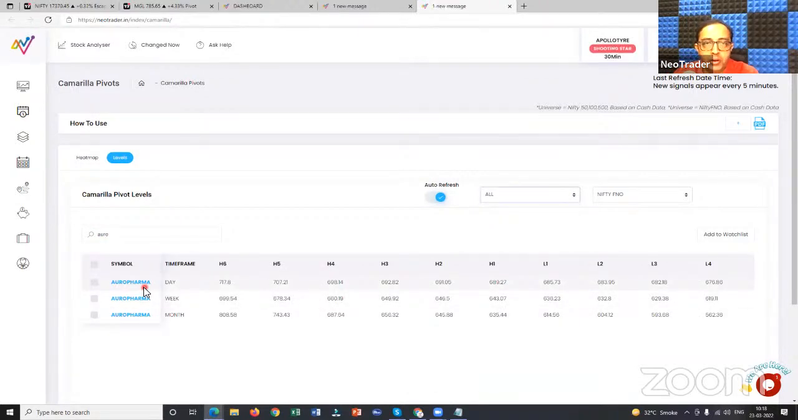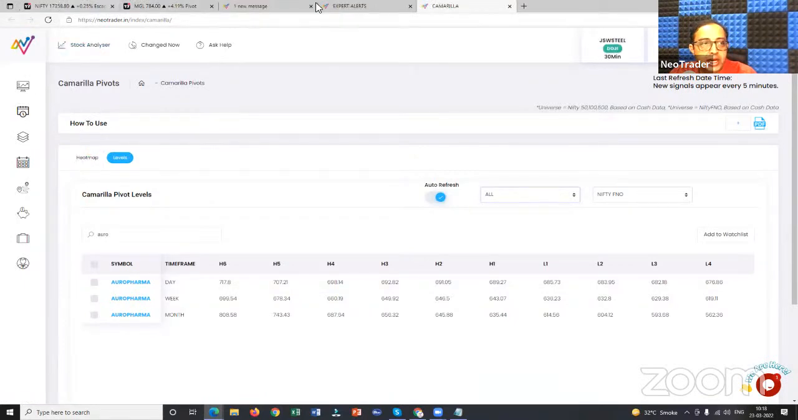So what NeoTrader does for you is it works for you like a team of technical analysts. It gives you the precise entry points. It gives you the precise target levels. It shows you a 360-degree view across a stock, across time frame, so that your time is saved. Please understand, today time is of the essence. So you can see here, we saw Oro Pharma. We saw Oro Pharma is looking good.